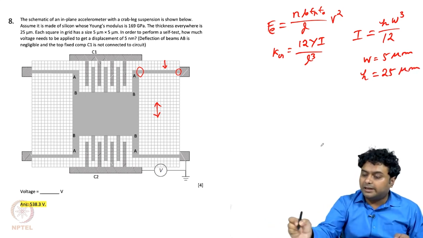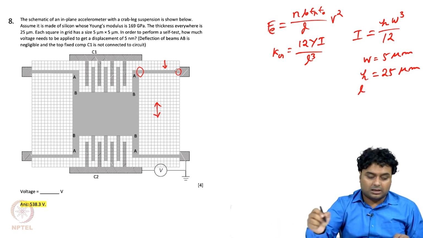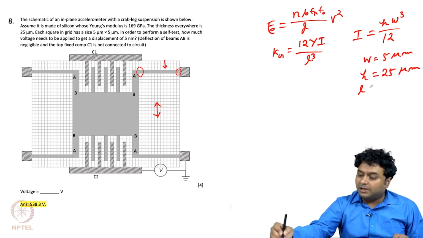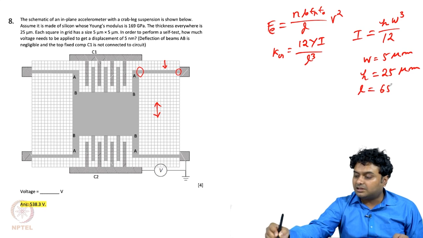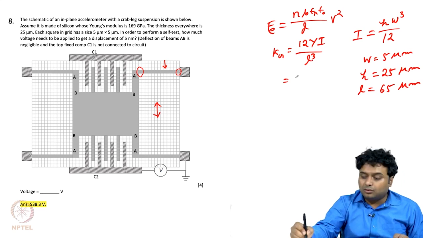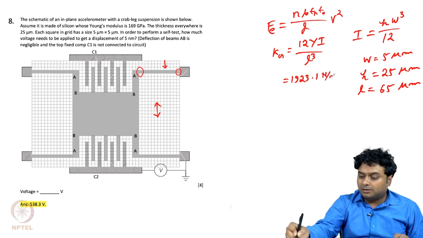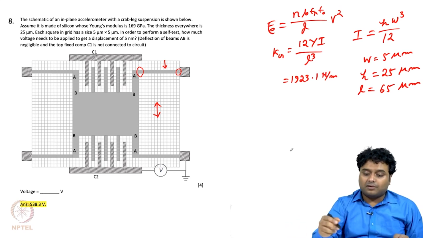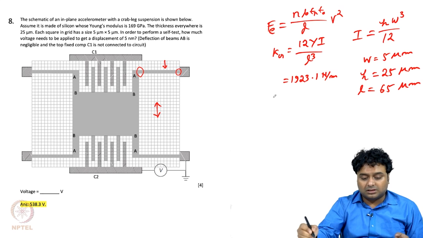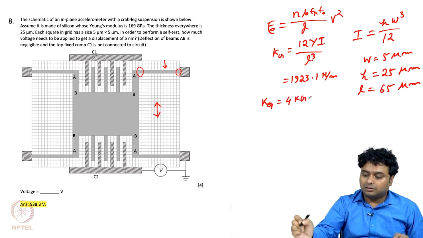And if we put all these values, and L we already know, if you calculate, there are 13 squares, so L will become 13 into 5, that is 65 micrometer. If you put all those values you will get K equals 1923.1 Newton per meter. Now there are 4 beams, and all the beams are in parallel because it is the same deflection for all the beams. So K equivalent is equal to 4 into Kg.